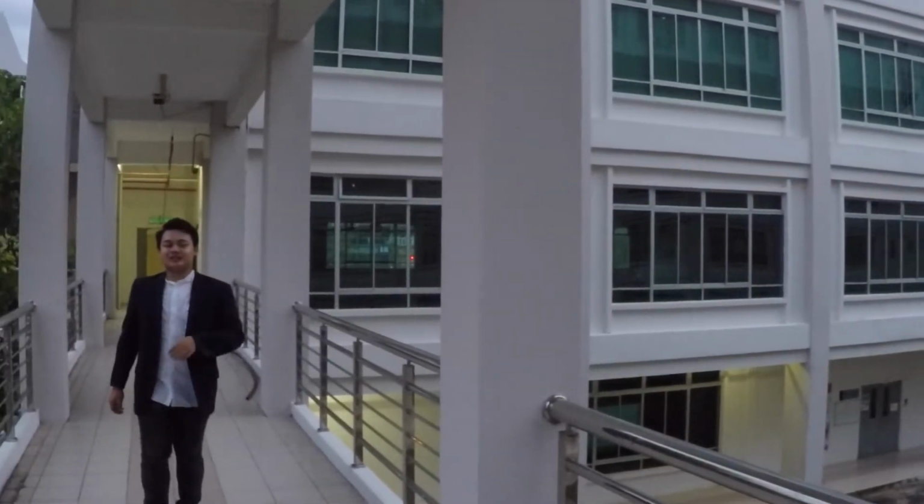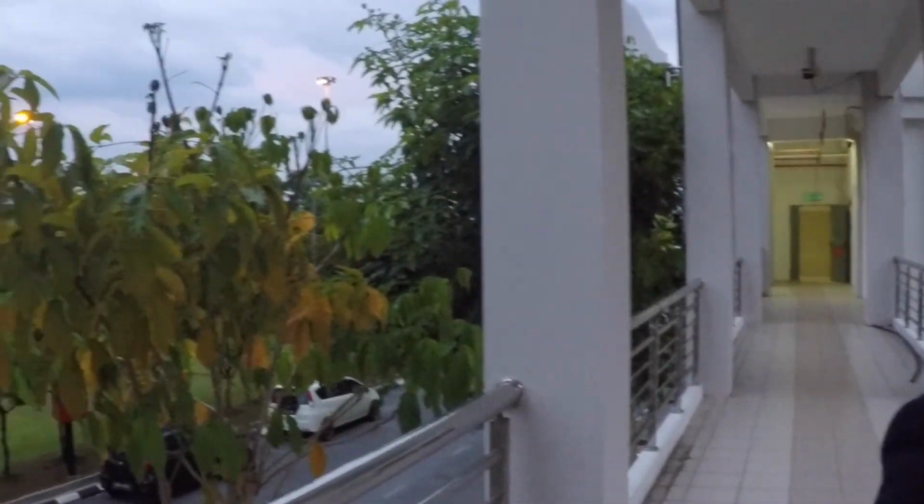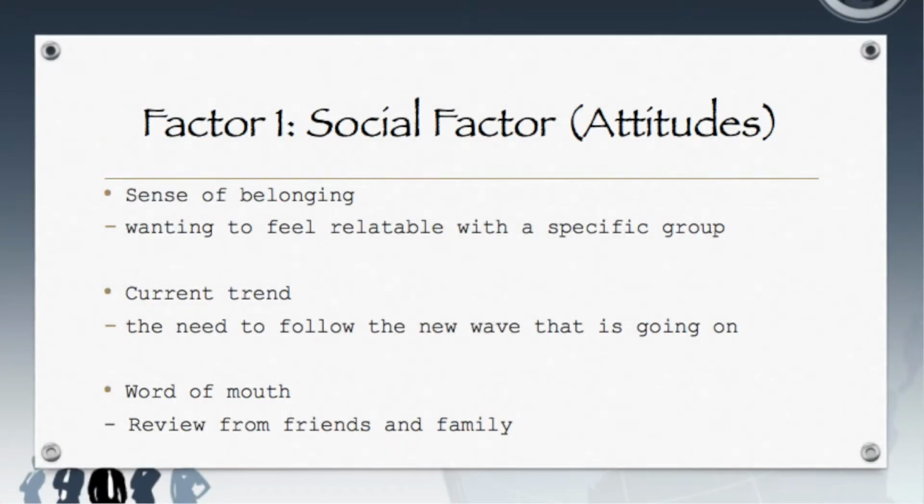Step 4, which is purchase decision, relies on two factors, which are attitudes and unexpected situational factors. Firstly, attitudes. At times, consumers' purchasing behavior really depends on the people around them. This is when they have the need for a sense of belonging. This is when a consumer wants to feel relatable with a specific group.